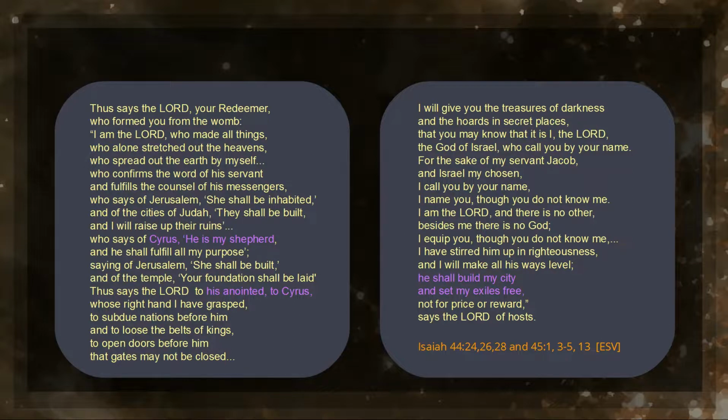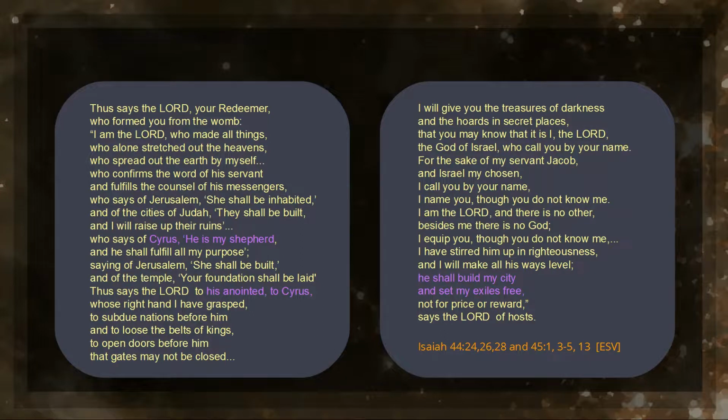Thus says the Lord to his anointed, to Cyrus, whose right hand I have grasped, to subdue nations before him, and to loose the belts of kings, to open doors before him, that gates may not be closed. I will give you the treasures of darkness and the hoards in secret places, that you may know that it is I, the Lord, the God of Israel, who call you by your name. For the sake of my servant Jacob and Israel my chosen, I call you by your name. I name you, though you do not know me.